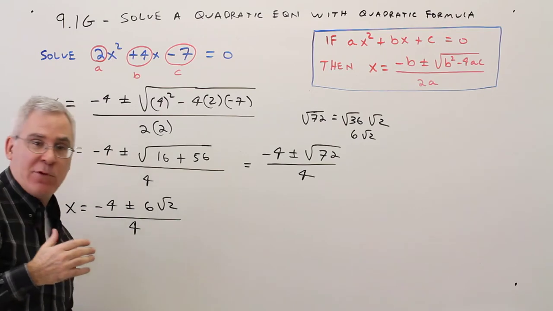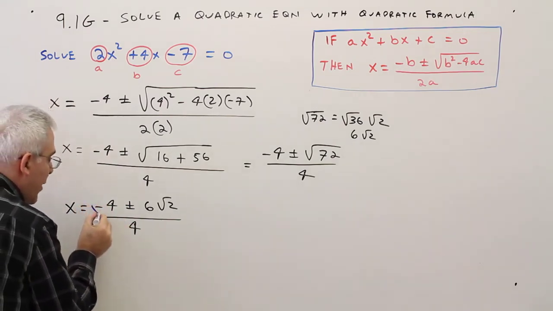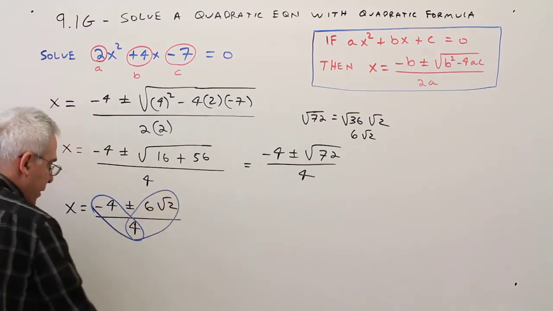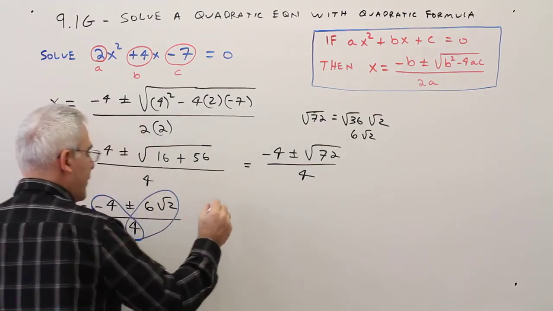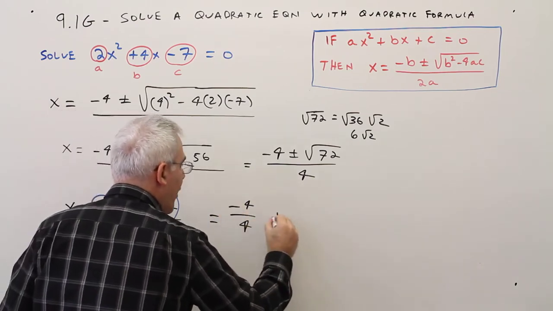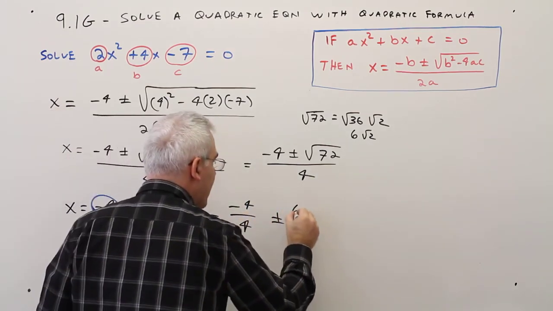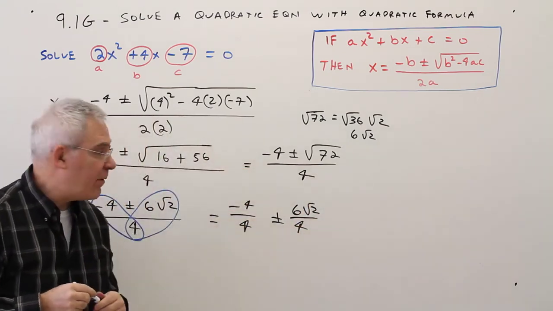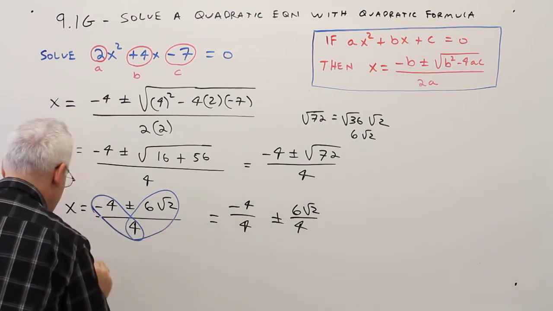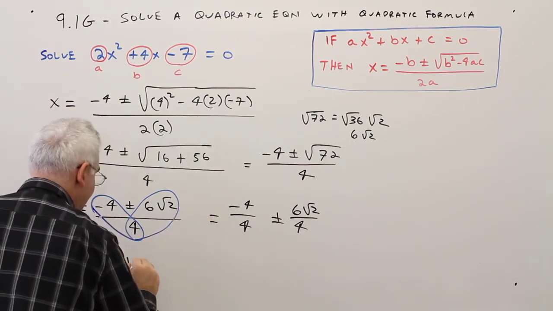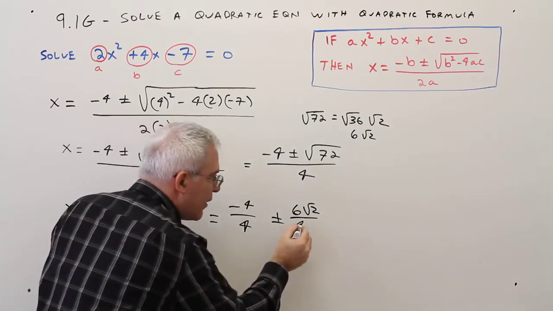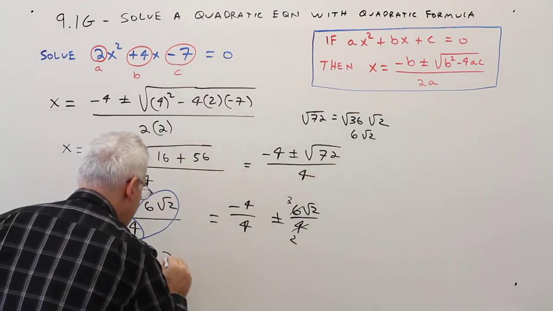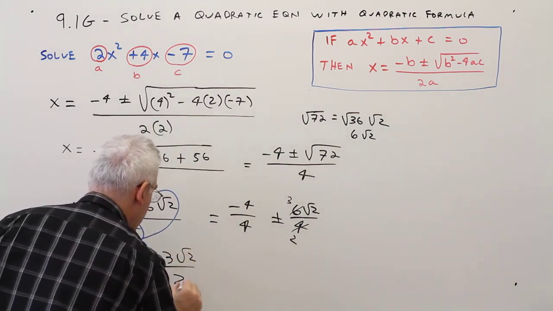So something that I teach my students is just crisscrossing bubbles. If you want, we can do that. So equals negative 4 over 4 plus or minus 6 radical 2 over 4. And then further simplify that. So x equals negative 1 plus or minus, 2 goes in there twice, 2 goes in there 3 times, plus or minus 3 radical 2 over 2.